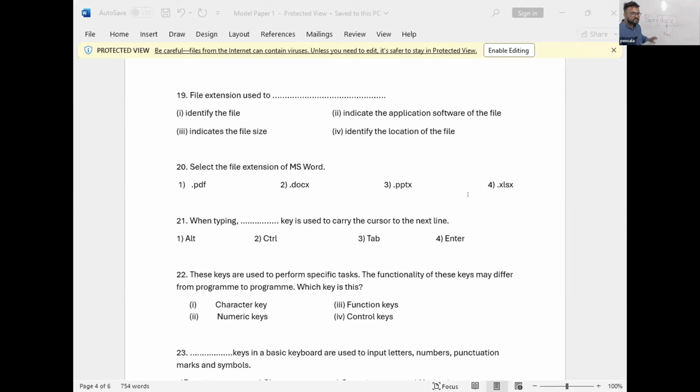So what is the answer for 19? Extension is used to... put it in the chat. Identify the file. For identification, we use the file name, right? This is the file name. So we don't use that. Indicate the file size. Can you get the file size through this?